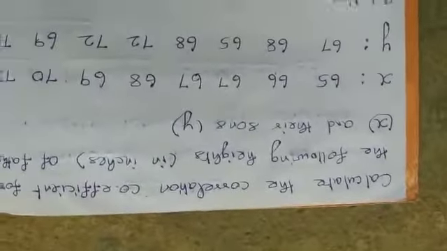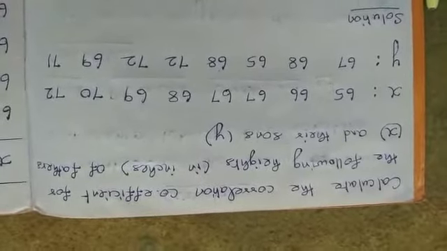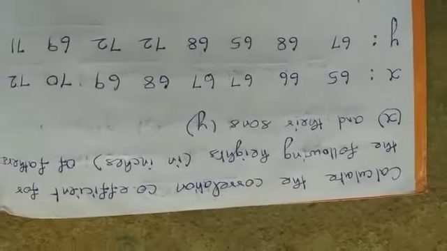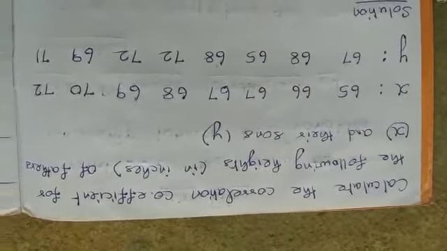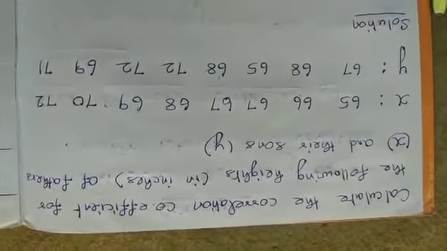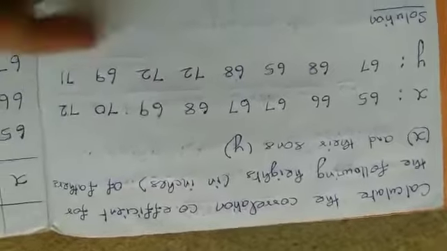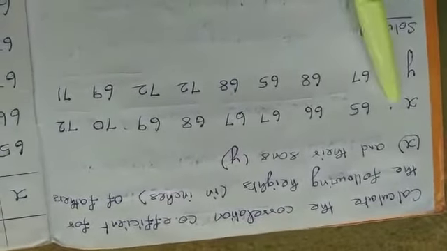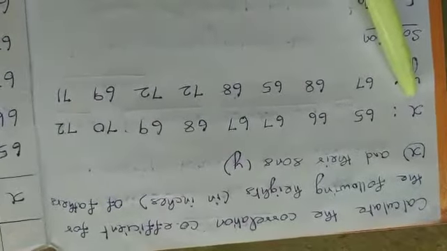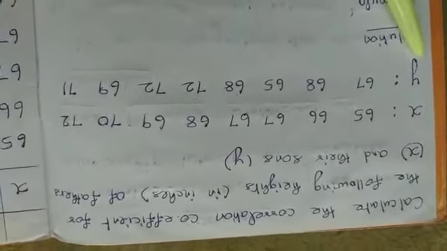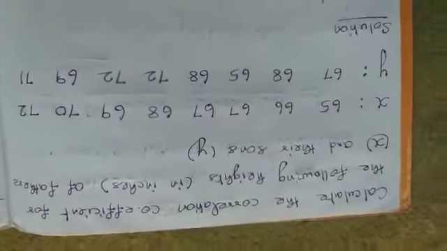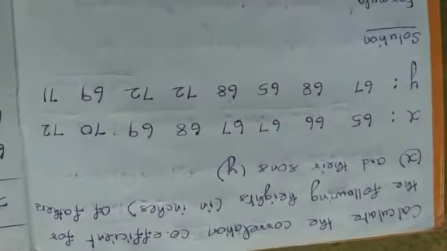Now we can see one example. Calculate the correlation coefficient for the following. So the problem is given: height in inches of fathers X and their sons Y. So X is the height of the father and Y is the height of the son in inches. So X values and Y values are given.